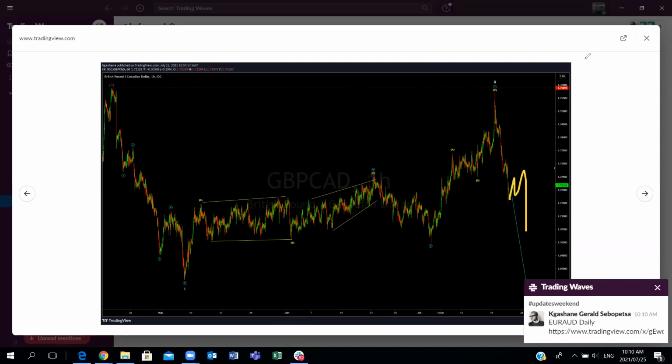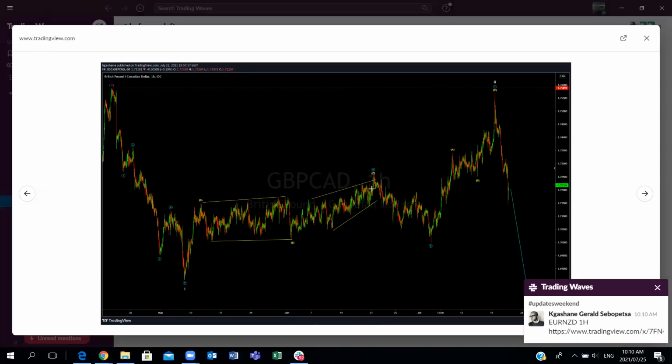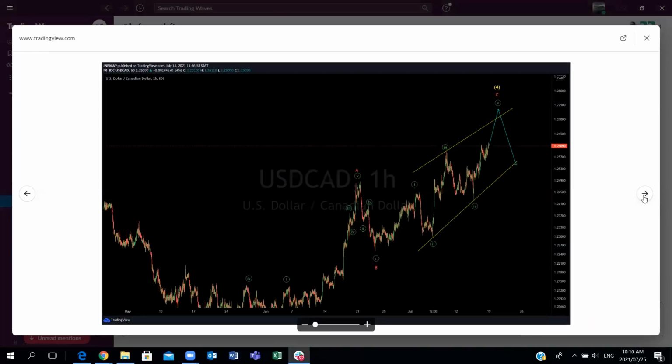Now, how did we get this right? We're simply looking for this to be a 3-wave structure, as we have got it here. That is the 3-wave structure that we've got, and that is why we've got that to the downside. As you can see, the structure as well as the sequence was inch perfect. That's why we got this one right. Okay, so that is pound CAD.